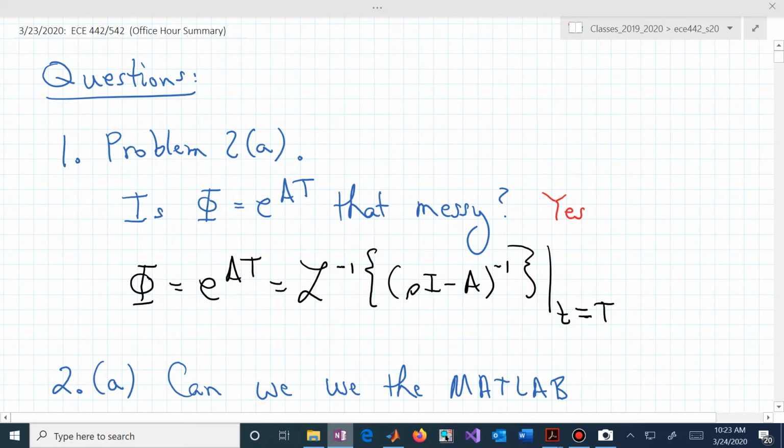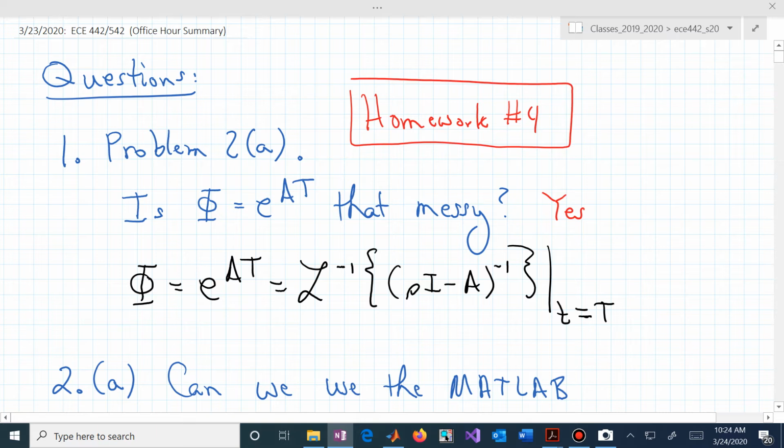Let me quickly start by trying to summarize the questions that were raised during office hours, and these are concerning homework number 4 that has been modified in terms of its due date. It's now due tomorrow on Wednesday. So these are all dealing with, when I refer to a problem, it's relative to homework number 4.